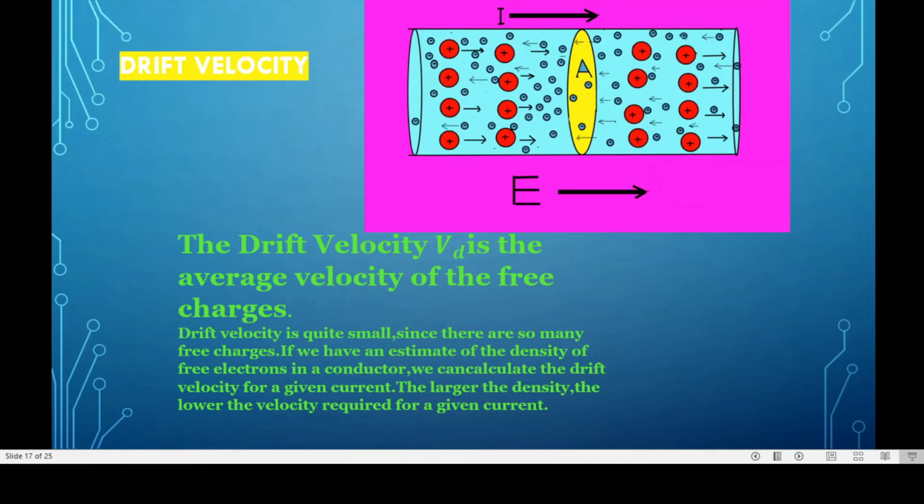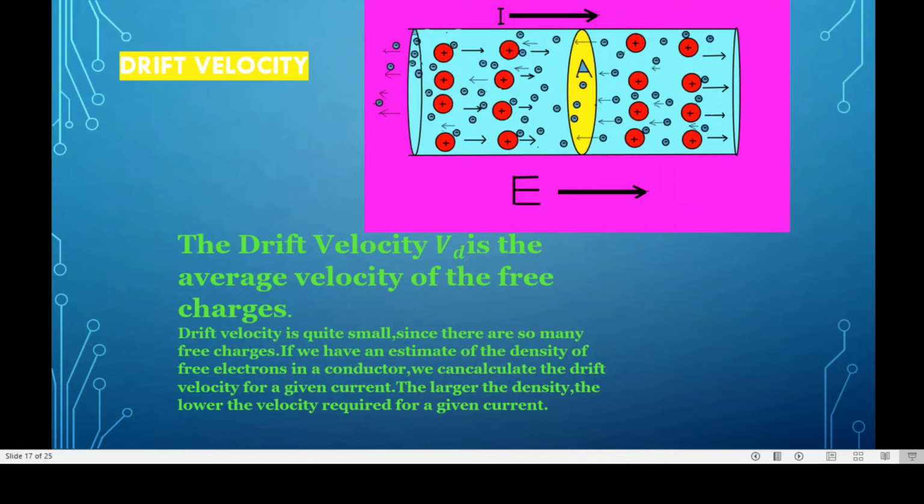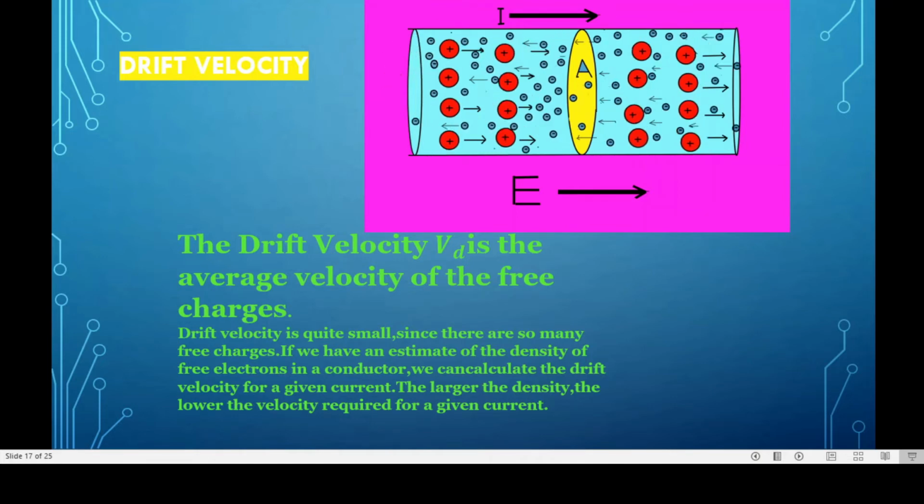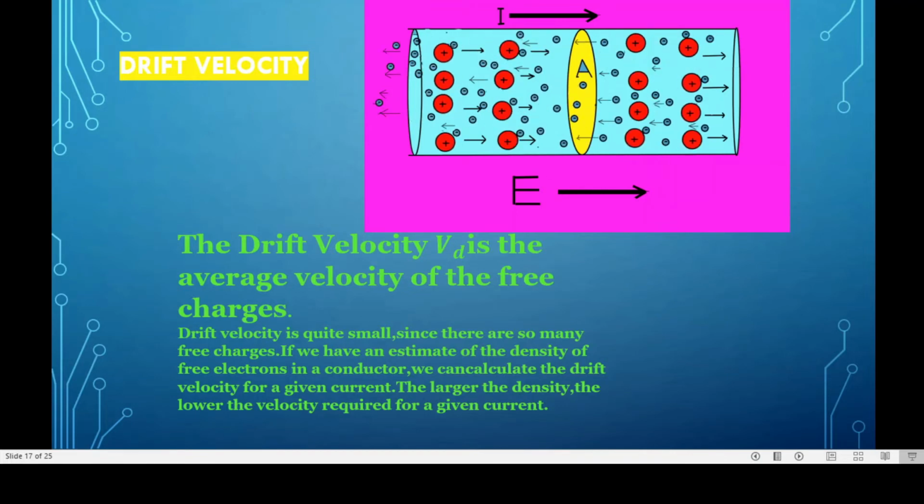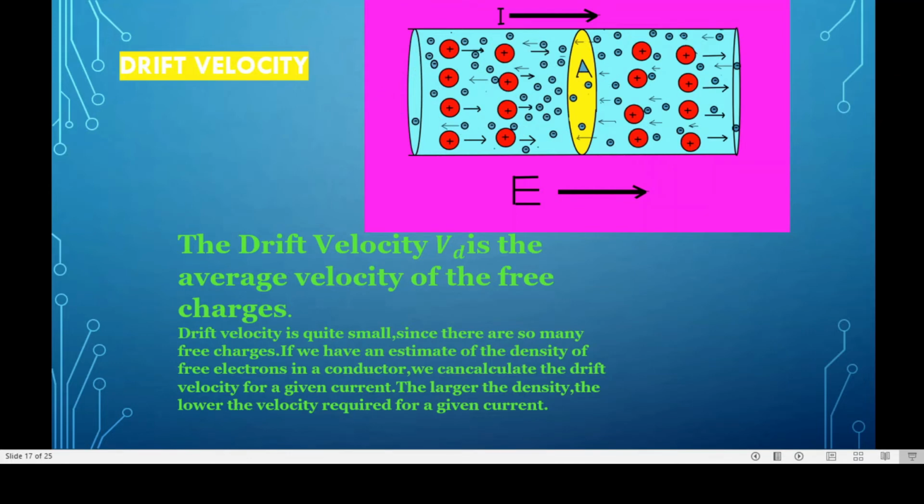Look at the diagram. The drift velocity is the average velocity of the free charges. Drift velocity is quite small since there are so many free charges. If we have an estimate of the density of free electrons in a conductor, we can calculate the drift velocity for a given current. The larger the density, the lower the velocity required for a given current.